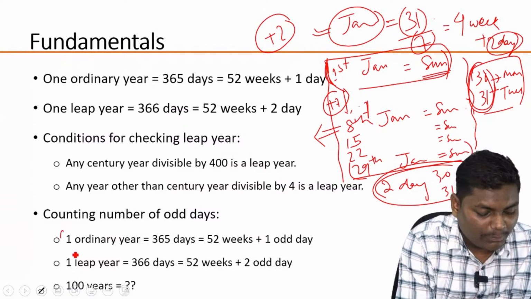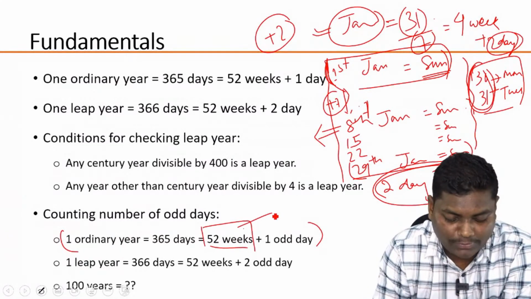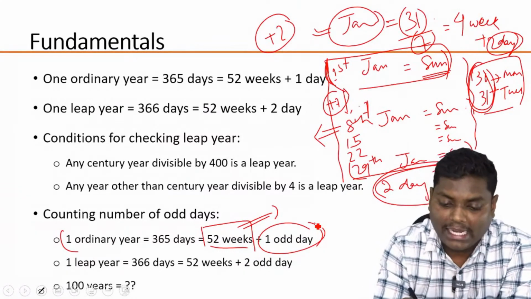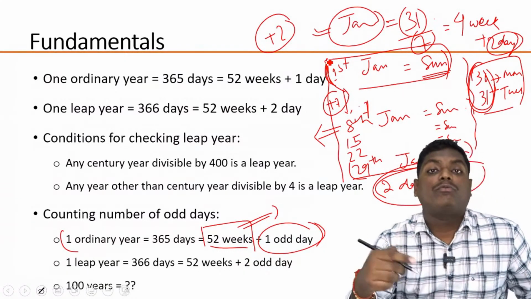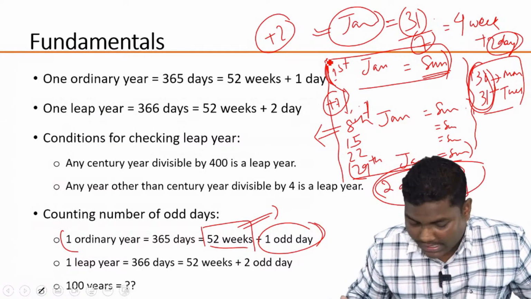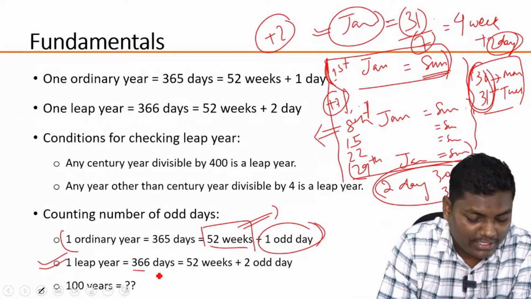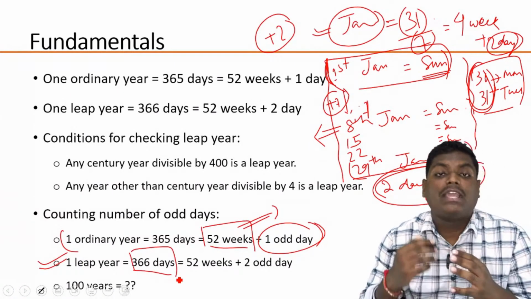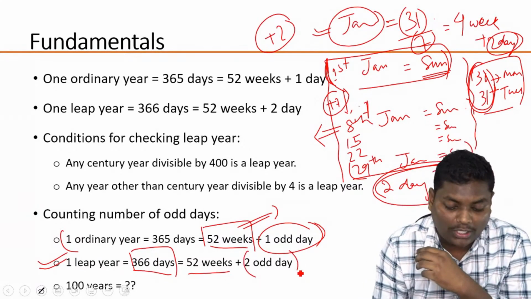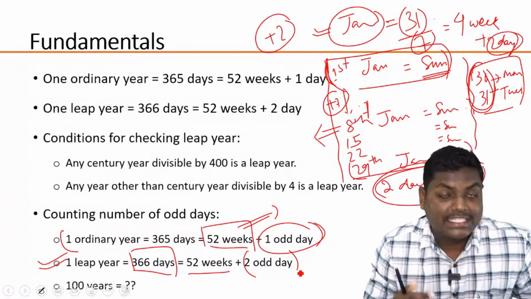So again, in a particular year we have 52 weeks and 1 odd day extra. Now what this means, we'll take one question and try to understand this. Similarly, in one leap year we have 366 days. So we have discussed that for 366 days we'll have 52 weeks and 2 odd days extra. That means these last 2 days need to be added up. We'll see with this example.